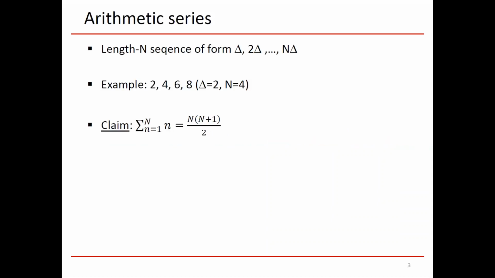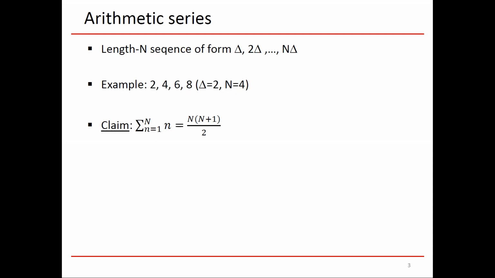So what's an arithmetic series? Consider a length n sequence of the form delta, delta times 2, delta times 3, up to delta times n. For example, you can consider the arithmetic series 2, 4, 6, and 8. That series is of length 4, therefore n is equal to 4, and delta is equal to 2. The first number is 2 times 1, which is 2. The second number is 2 times 2, which is 4, and so on.